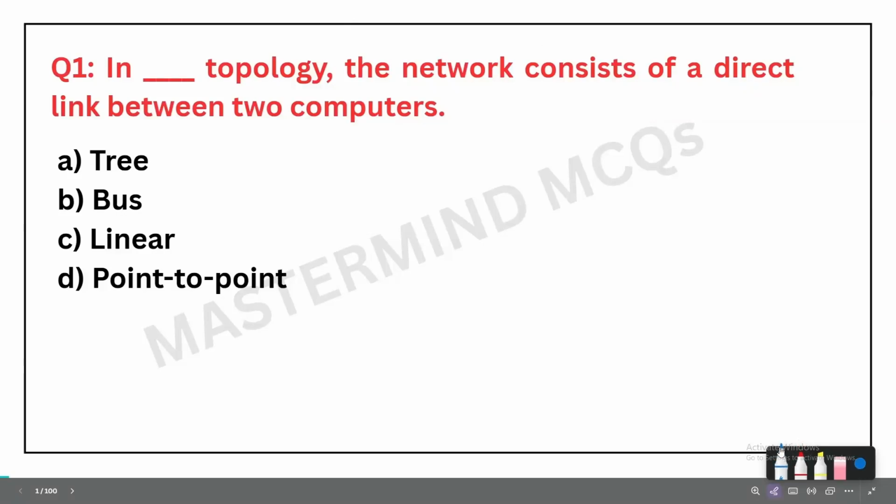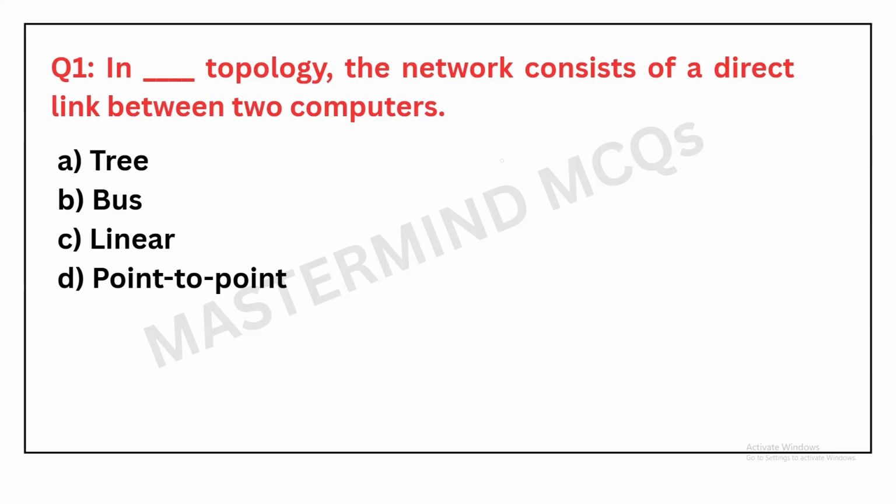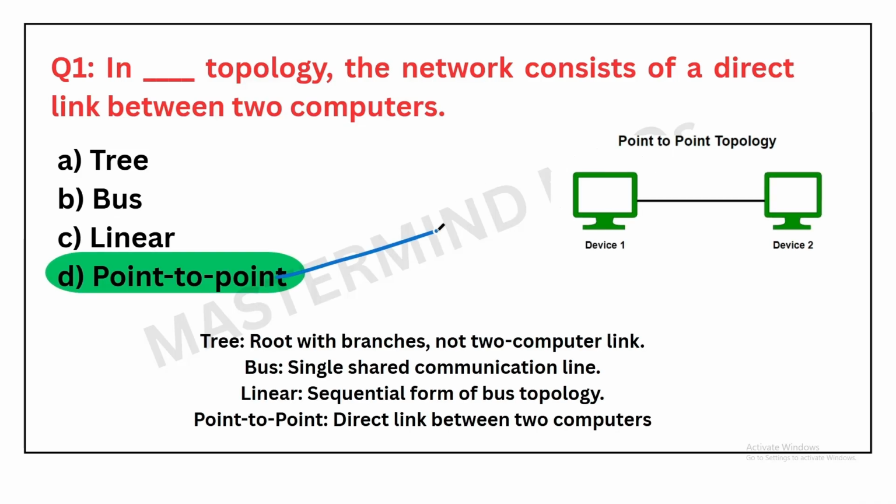In this video, we will cover 50 most important questions on computer networking selected for competitive exams like SSC, Railway, Banking and State PSCs. Question number 1. In which topology the network consists of a direct link between two computers? Option A, tree. Option B, bus. Option C, linear. Option D, point-to-point. The right answer is option D, point-to-point.